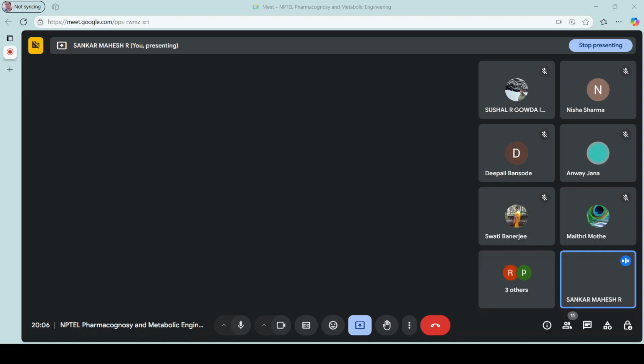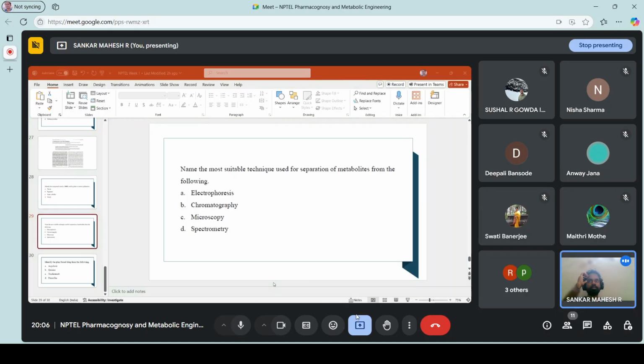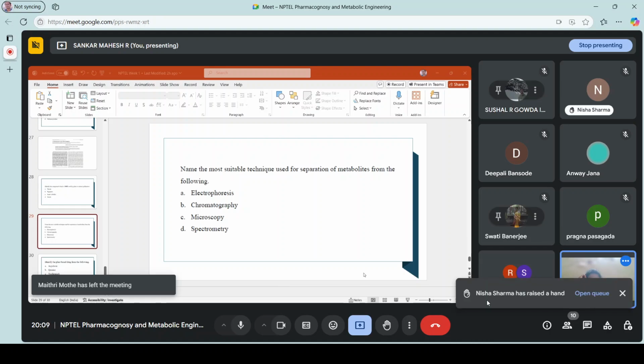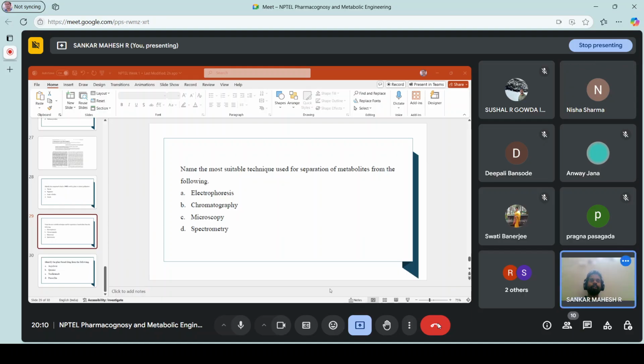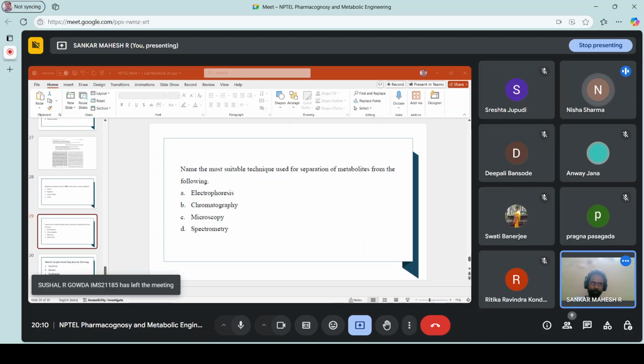Name the most suitable technique for separating metabolites from the following: electrophoresis, chromatography, microscopy, and spectrometry. Does anyone want to answer this question? Chromatography. How is chromatography different from other options? Microscopy will be used to visualize the cells, to zoom in and see. And what about spectrometry and electrophoresis?